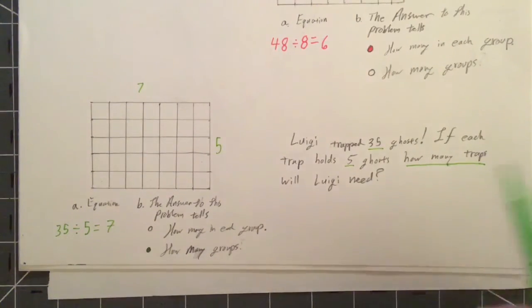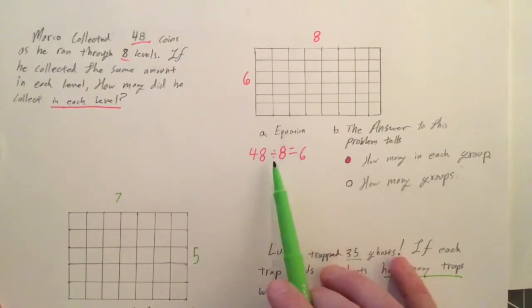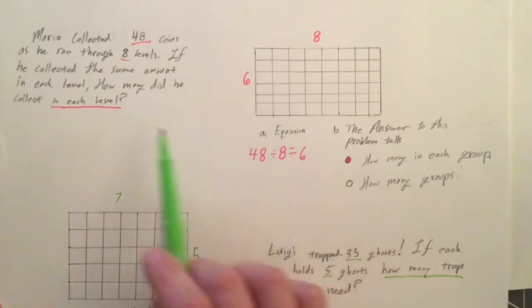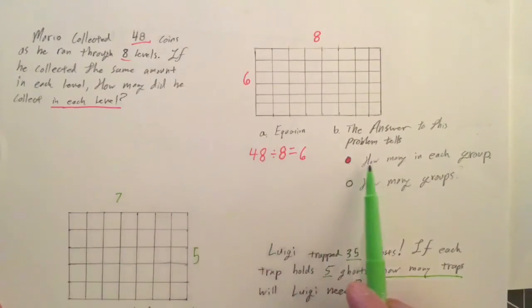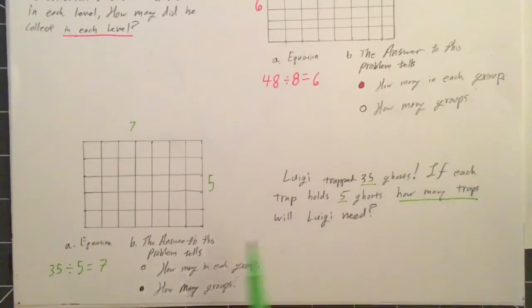So, for this first one, we looked at an equation. 48 divided by 8 equals 6. We had to look at the word problem to know that that was asking for how many in each group. Down here, we had our equation, 35 divided by 5 equals 7. We had to look in the word problem to know that we were looking for how many groups. You've got to make sure you manage all of those parts.